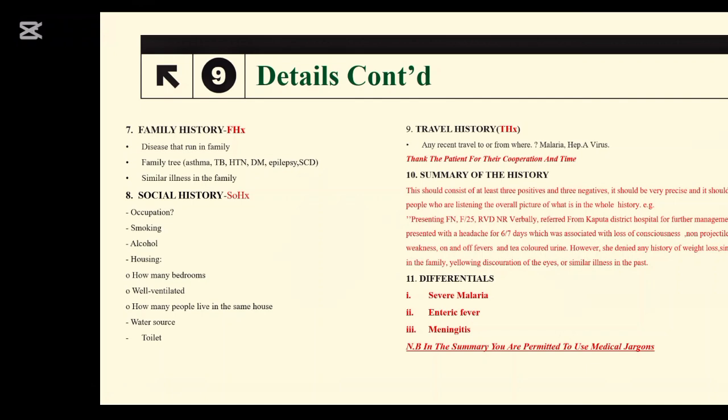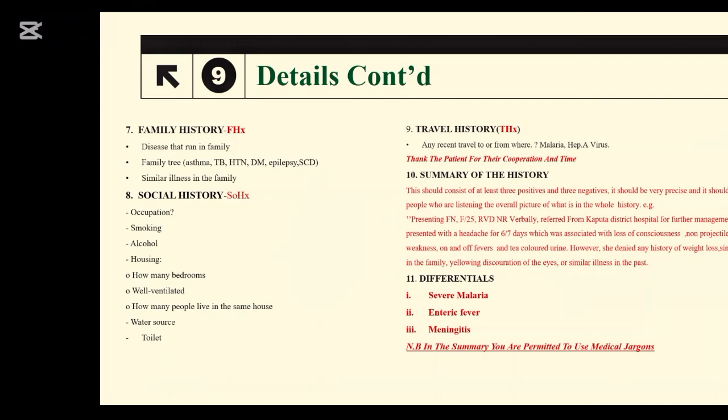For example, I'm presenting, instead of writing their full names, I'll write their initials. I'm presenting FN, female 25, RVD non-reactive, a referral from Kaputa District Hospital for further management. She presented with a headache for 6 days, which was associated with loss of consciousness, non-projectile vomiting, weakness, and then on and off fevers and tea-colored urine. However, here if I wanted, I would have said black water fever. I would have said hematuria. But tea-colored urine is better.